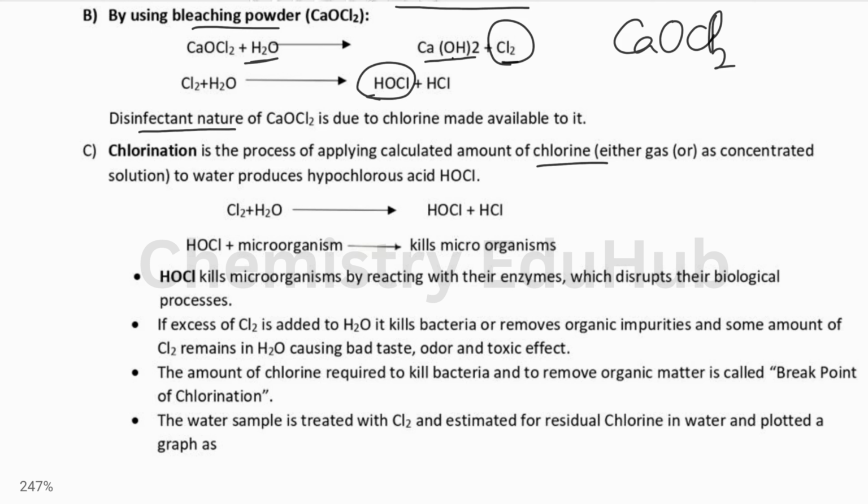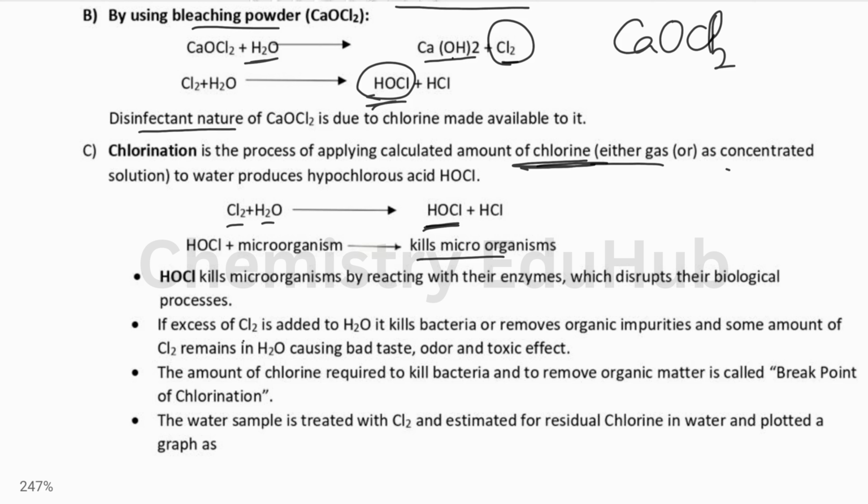The third is the process of applying chlorine directly. It can be taken as a gas, or we can mix it with water to form a solution. When chlorine gas is passed through the water, it forms hypochlorous acid. If you observe, in all three methods, the final product obtained is hypochlorous acid only. So that will kill the microorganisms present in the water.